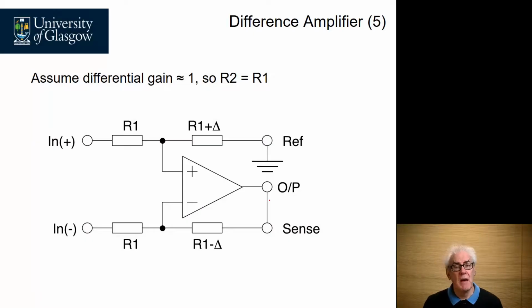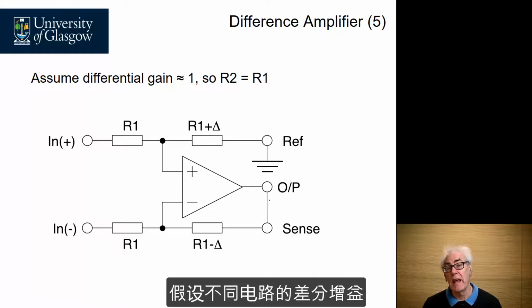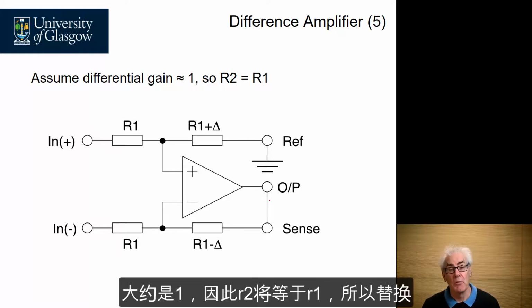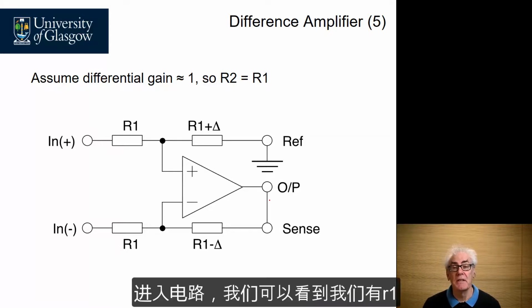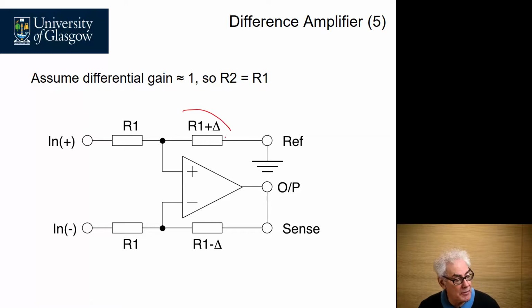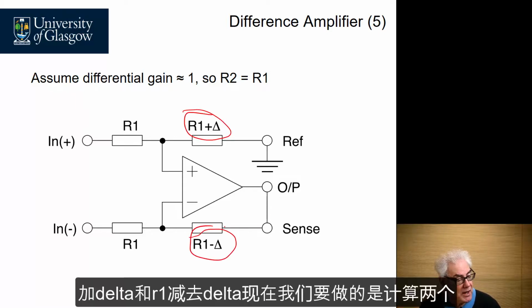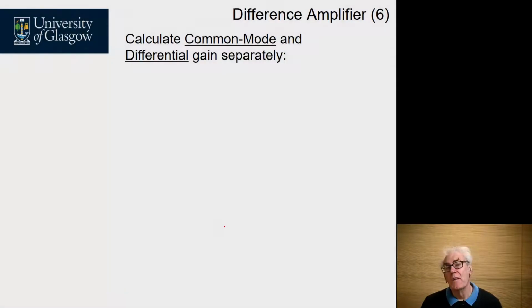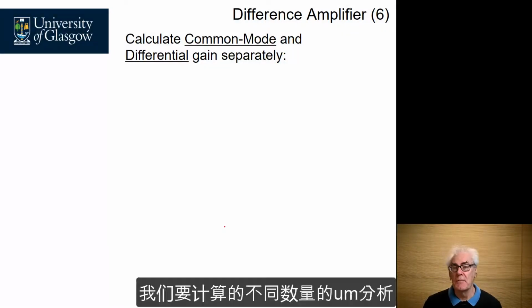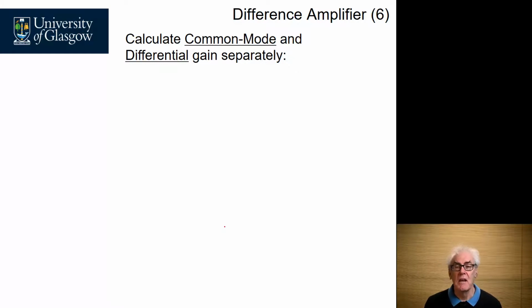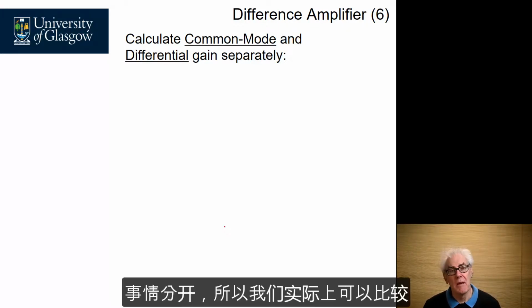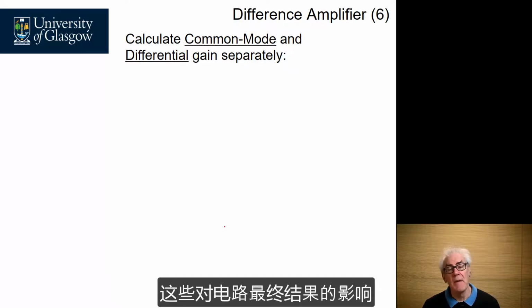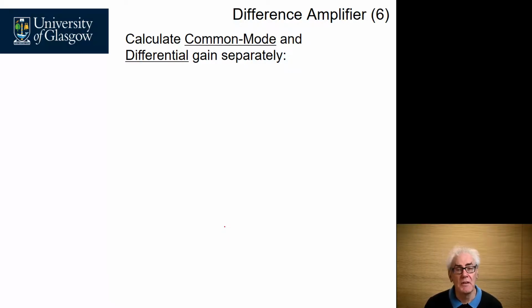Just to make the maths easier, we've assumed that the differential gain of the difference circuit is approximately 1. Therefore, R2 is going to be equal to R1. Replacing that into the circuit, we can see that we've got R1 plus delta and R1 minus delta here. Now we want to do two different analyses. We want to calculate the common mode gain, and we also want to calculate the differential gain. We want to do these two things separately so we can compare their impact on the final result of the circuit.